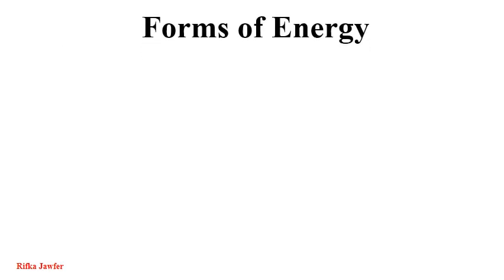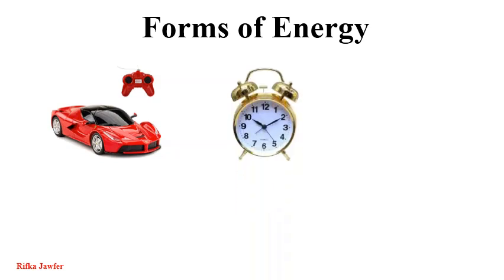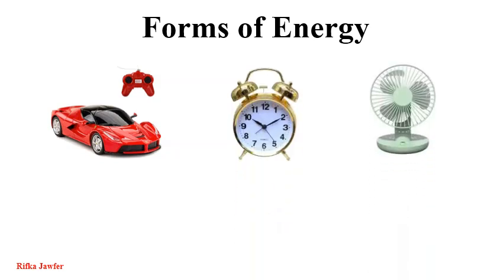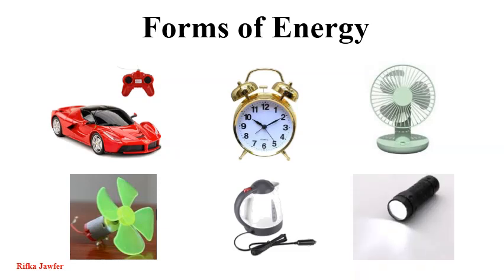Let us see about different types of works done and different forms of energy used. How does a toy car operating by a remote obtain energy? How does a clock work? How does a fan obtain energy? How does a motor rotate? From where does a heater jug obtain energy to boil water? And how does a torch provide light? Now you may understand that different works are done using different forms of energy.